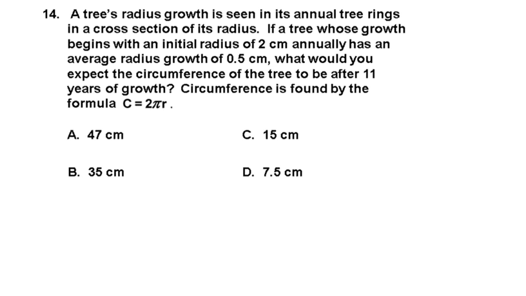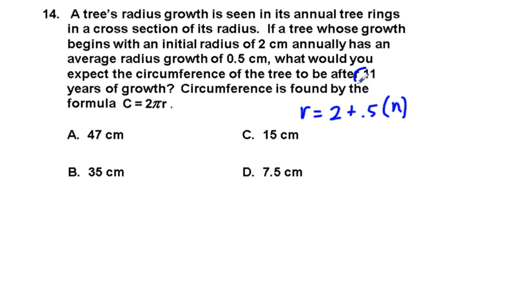14. A tree's radius growth is seen in its annual tree rings and cross sections radius. Tree whose growth begins with an initial radius of 2 centimeters annually has an average radius growth of 0.5 centimeters. What would you expect the circumference of the tree to be after 11 years of growth? So basically you have a formula. So our radius is going to depend on, you're going to start with 2 centimeters plus you're going to add 0.5 centimeters annually times the number of years. And how am I going to say that? Well, for years, I'll say N for number of years.